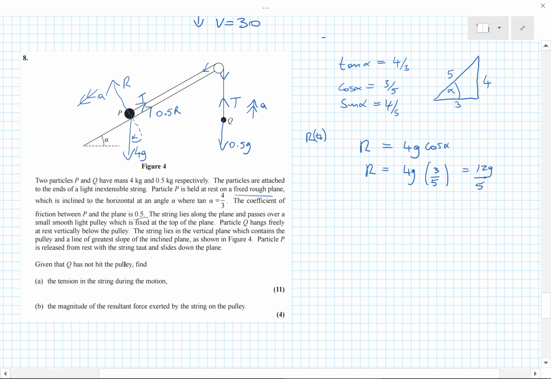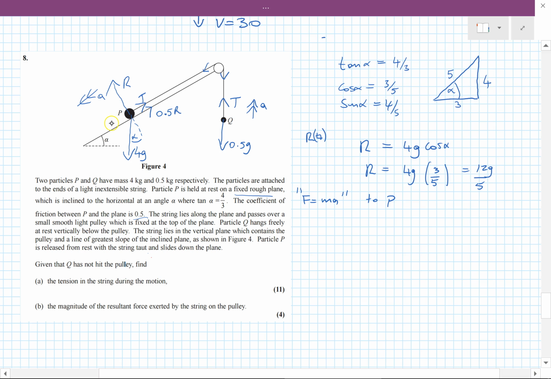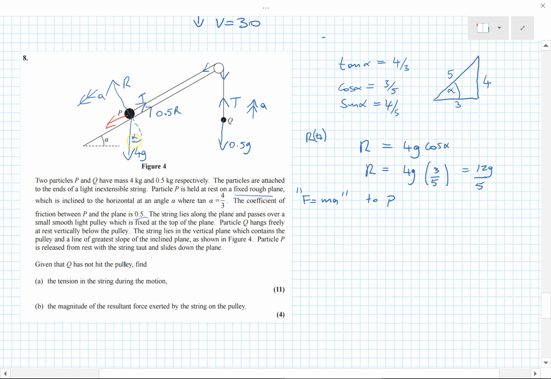Okay, and then I'm going to apply F equals ma to each of these particles. Let's do it to P first of all, which would be the slightly longer one. F equals ma to P. Always tend to apply in the direction of the acceleration, in what direction it's going. So the only force that's going down the plane there is the component there. But because it's away from my marked angle here, that means it's sine.